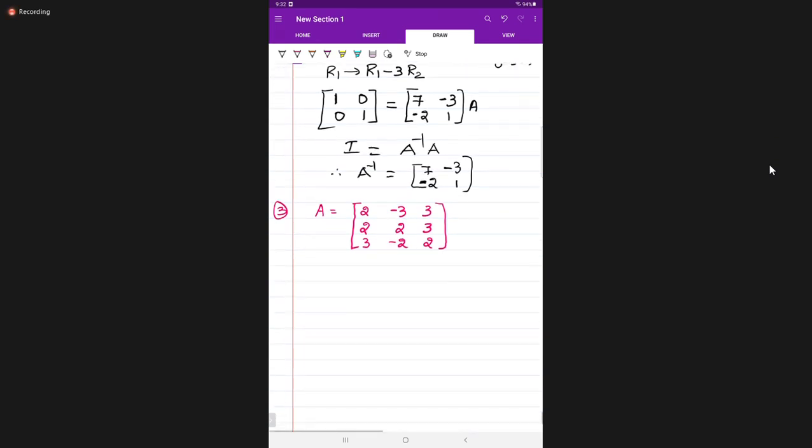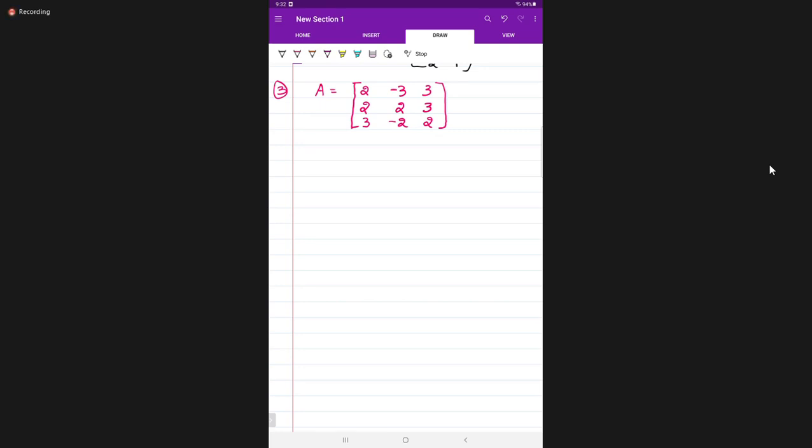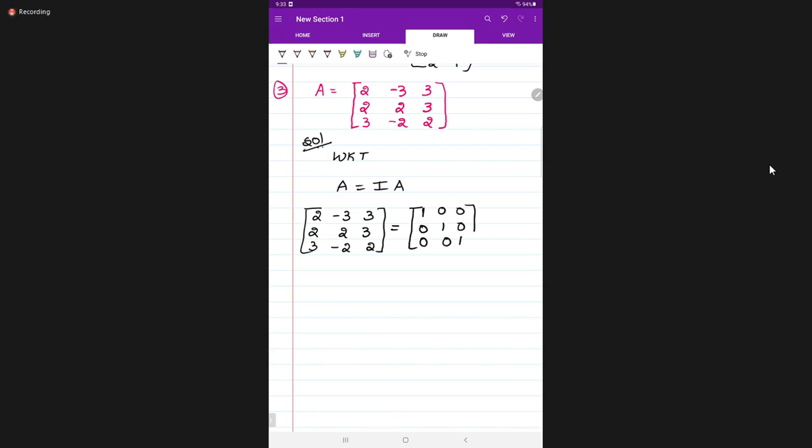Listen carefully, students. We know that A is equal to I into A. A is equal to 2 minus 3, 3; 2, 2, 3; 3 minus 2, 2, equal to I, the 3 by 3 identity matrix, 1, 0, 0, 0, 1, 0, 0, 0, 1, into A. So here the right side matrix also converts into the identity matrix.